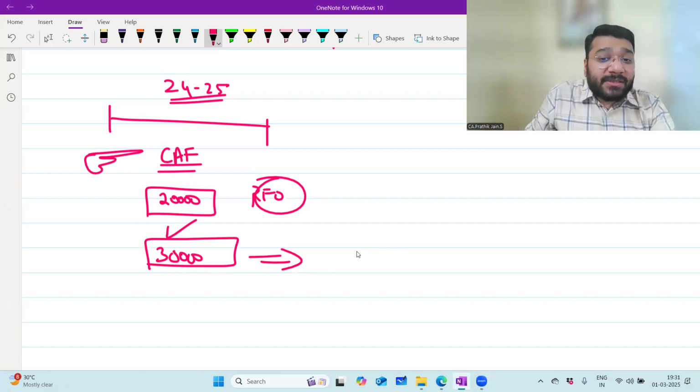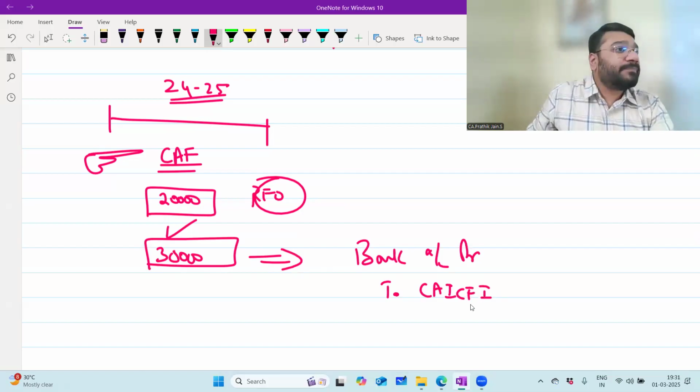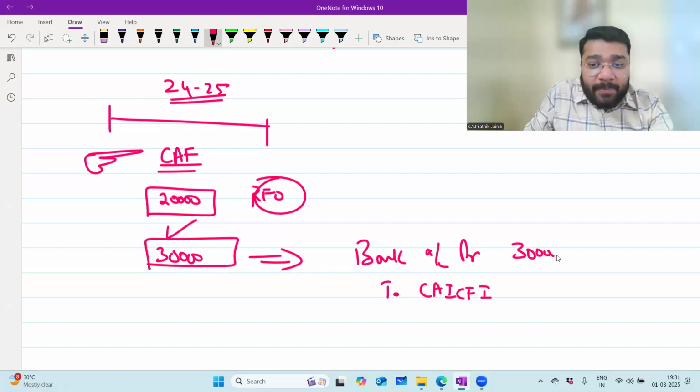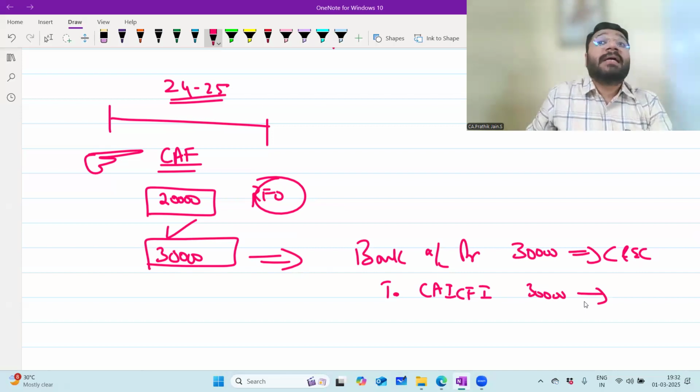What is the journal entry for this? Bank account debit to CA Inter coaching fee income. Now this 30,000 is coming to my bank account, so it goes to cash and cash equivalents, a current asset. Where will the credit of 30,000 go? Just because I have credited it, can I take this as income? Credit all income and gain. Is this my income? No.